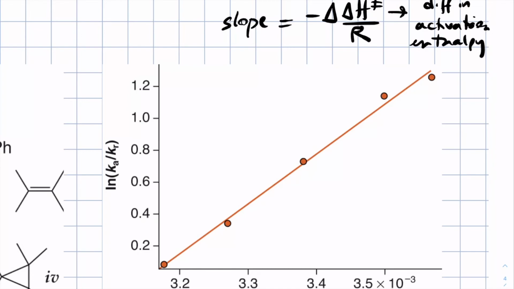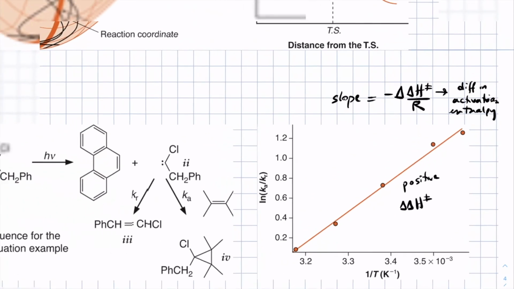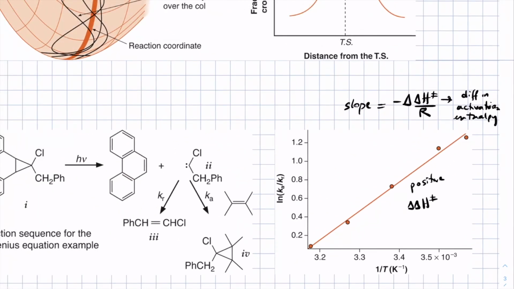So let's think it out. The slope here is positive. That means delta delta H double dagger should be what? Look at my definition here. I feel like I've lost everybody, so let me take a step back. Questions?